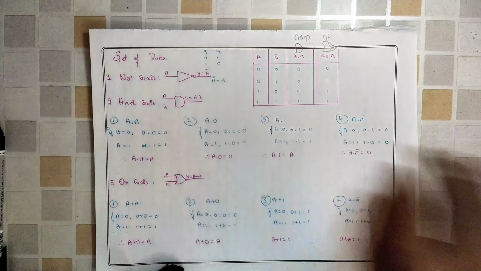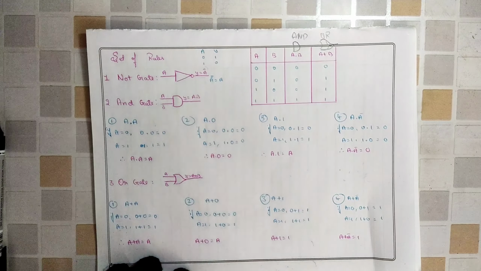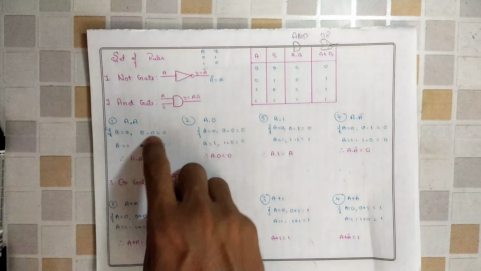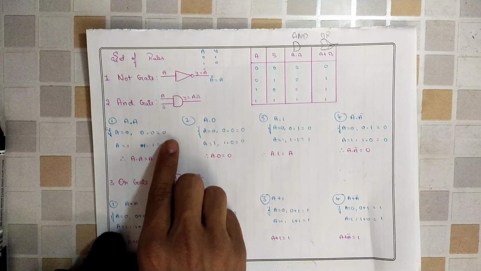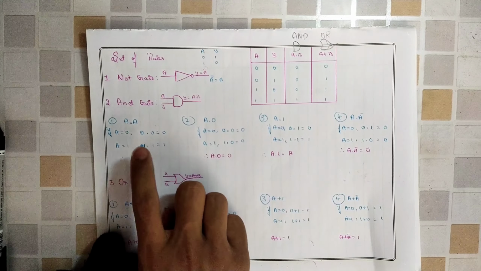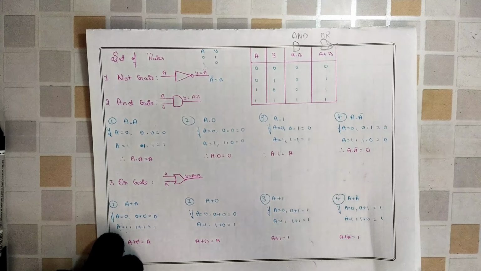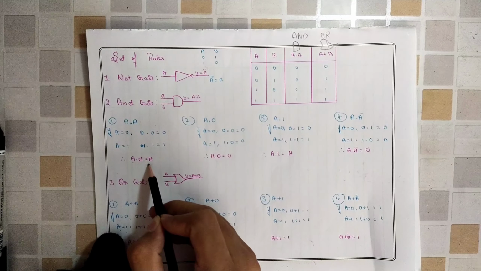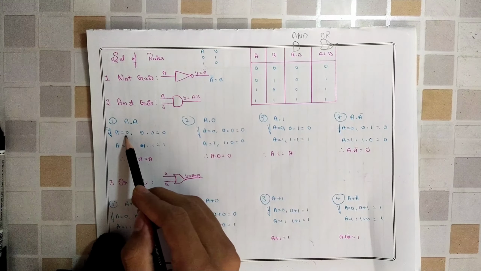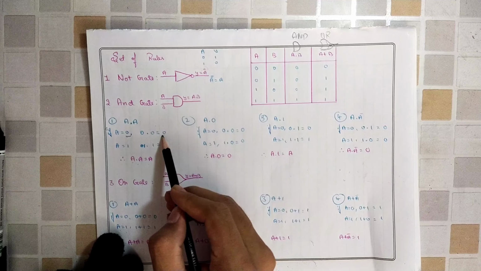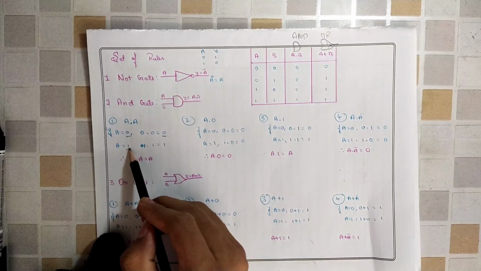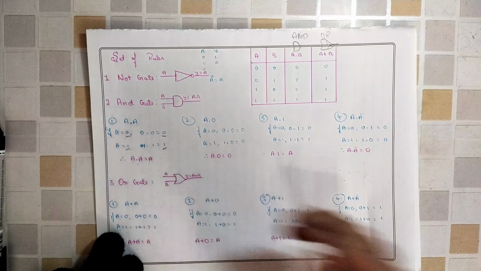So we won't be seeing that. Here if you see now, A into A: if A is 0, 0 into 0 is 0, and if A equals 1, 1 into 1 equals 1. So what does this mean? A into A is always A. So no matter what value of A you are giving, on the output side we are getting the same value. So whatever input you are giving for A, the output is the same.